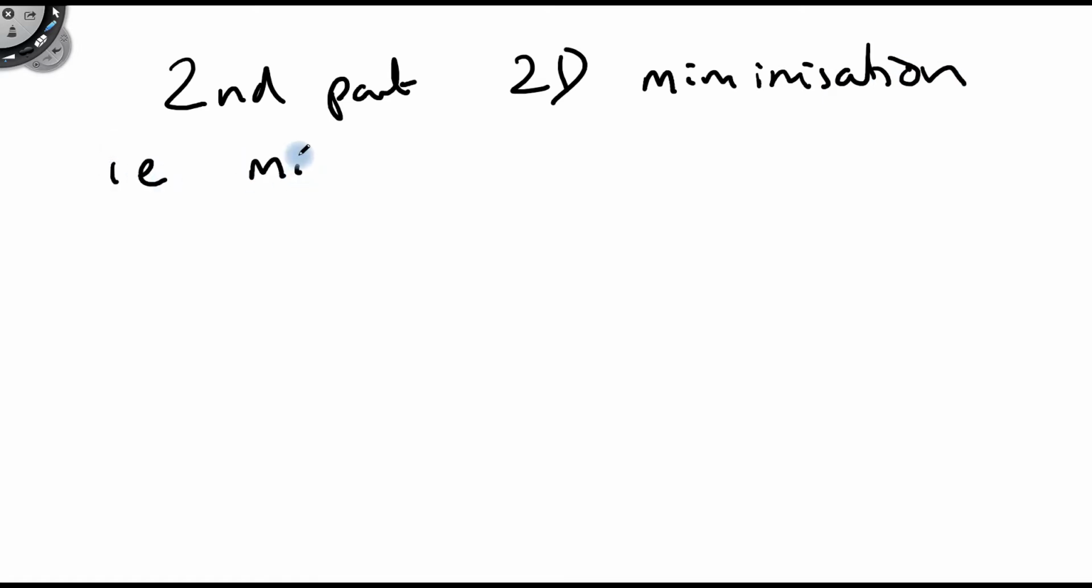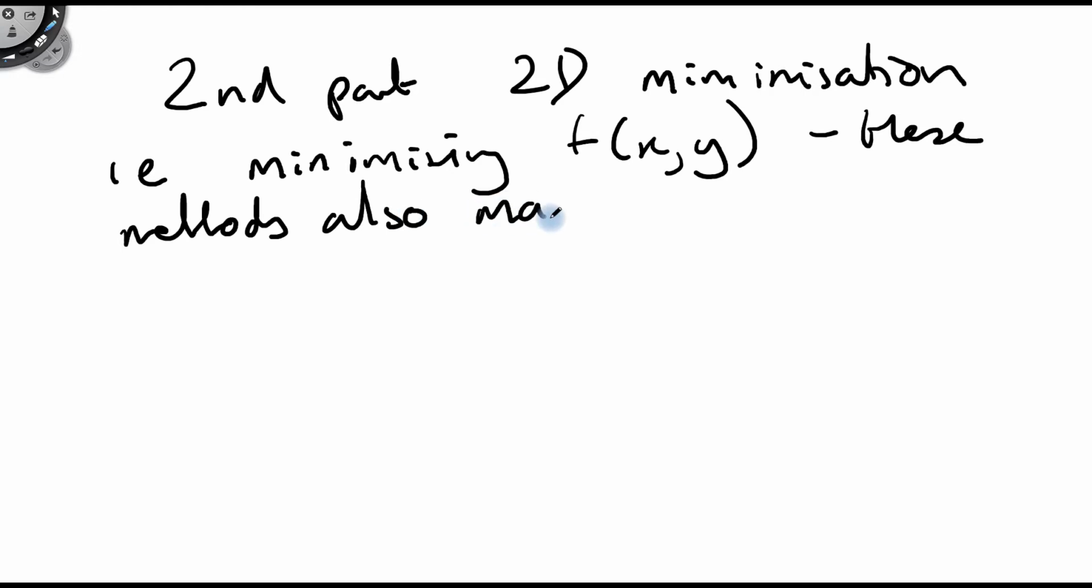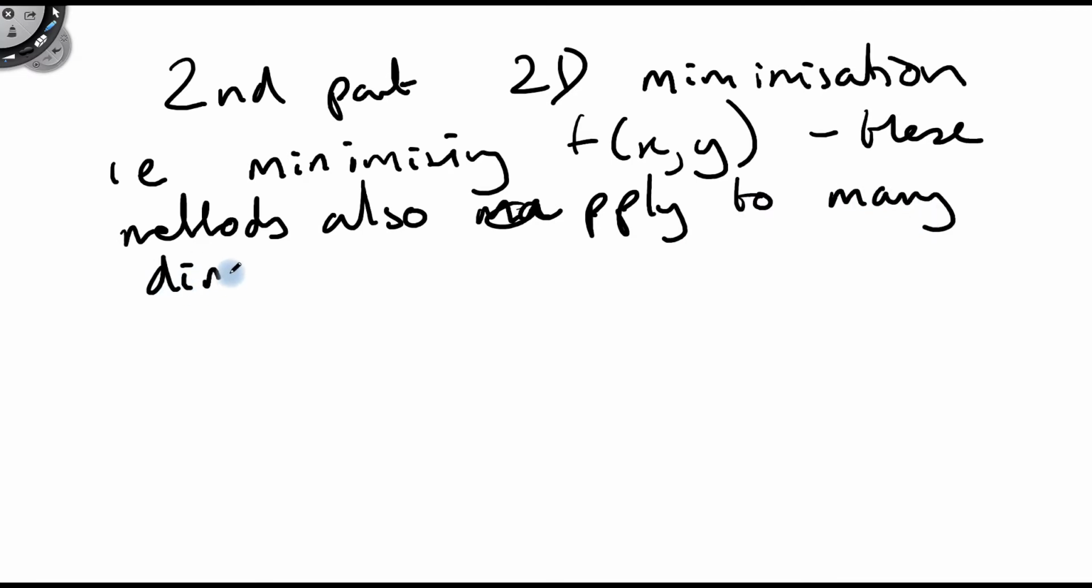I.e. minimizing f of x or y. But the key thing here is that these methods also apply to many dimensions, and that's really where they come into their own. The reason we're sticking with 2D is because it's the smallest number of dimensions in which you can understand how these methods work.